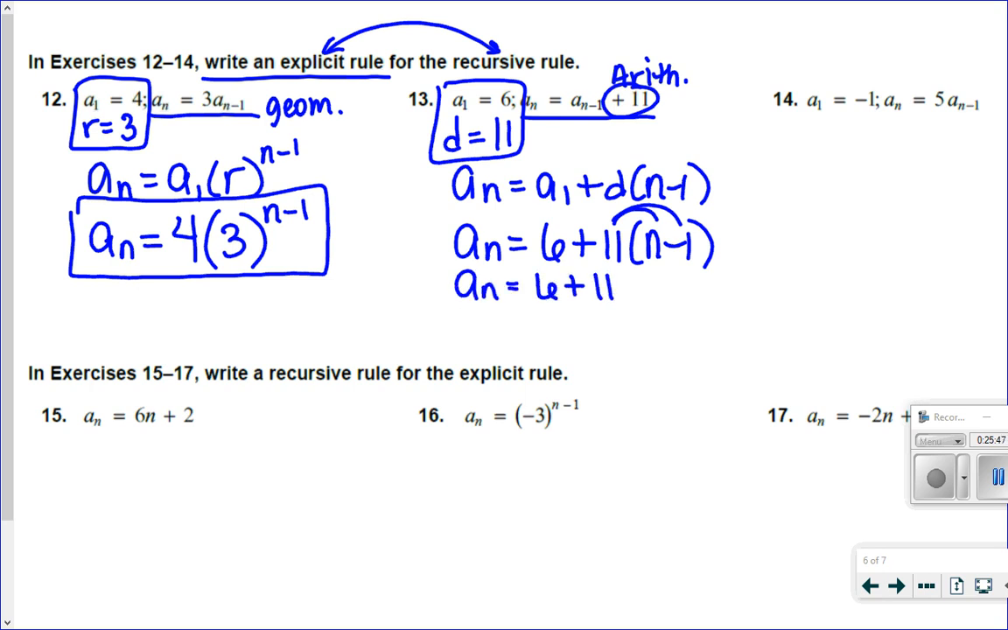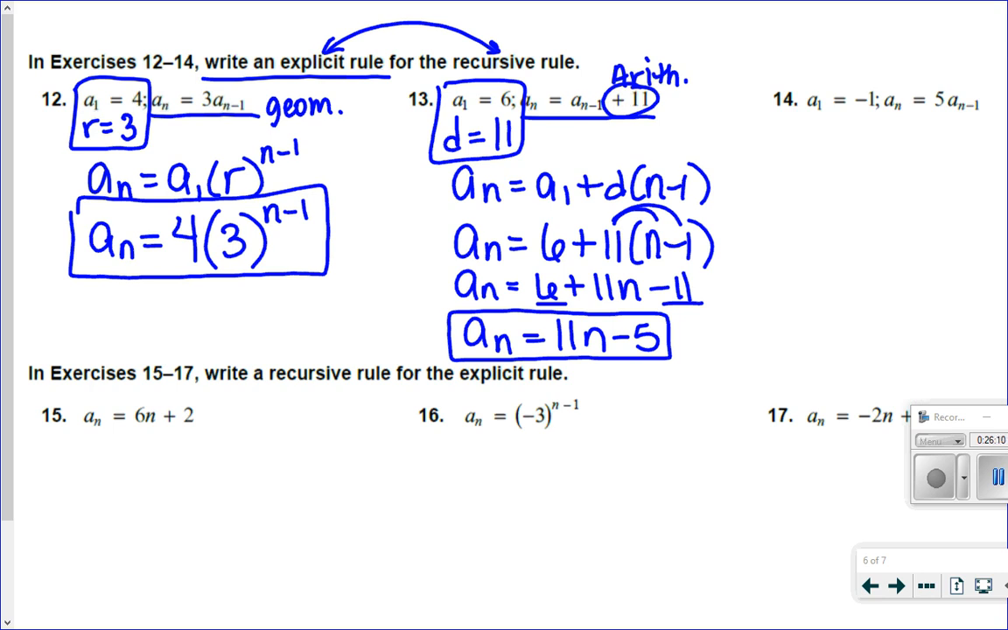So that'll be 11n and negative 11. And then there'll always be two constants that are like terms there. In this case, it is the 6 and the negative 11. Those are like terms that will combine. So I'll end up with 11n minus 5. And that is the explicit rule for that recursive arithmetic.